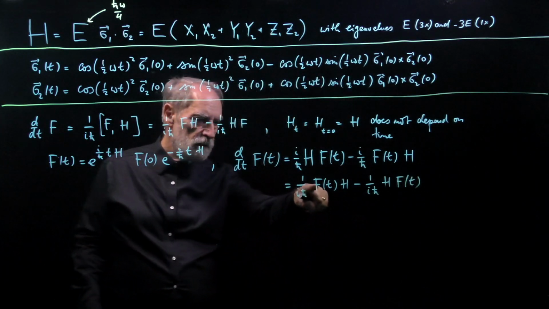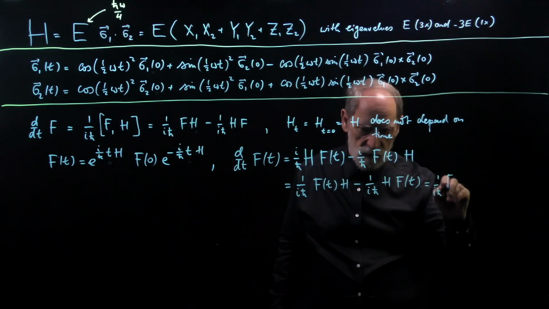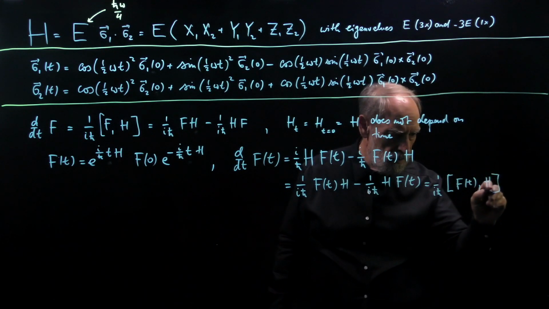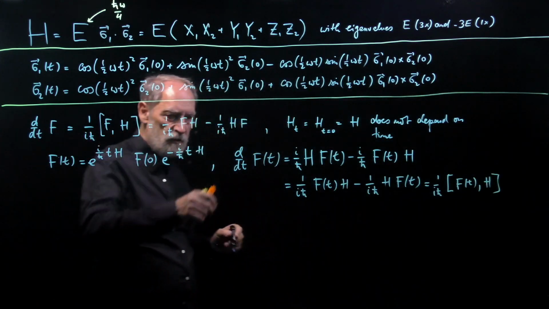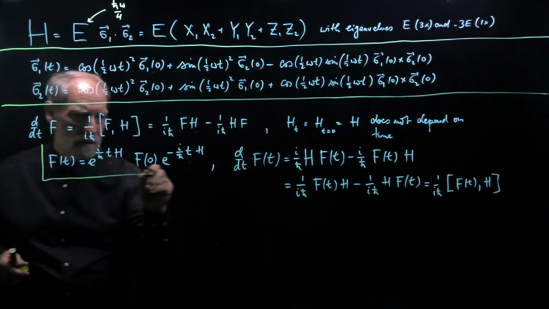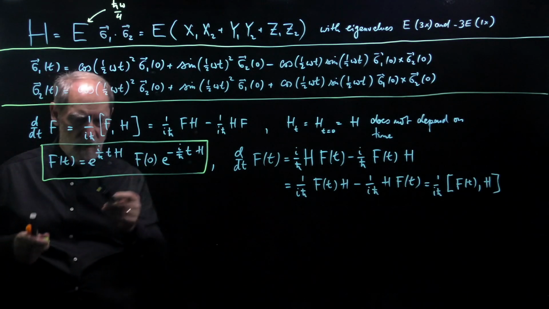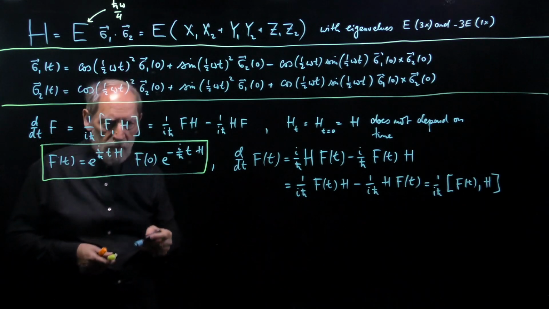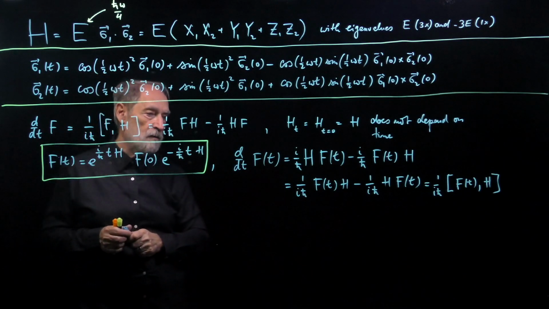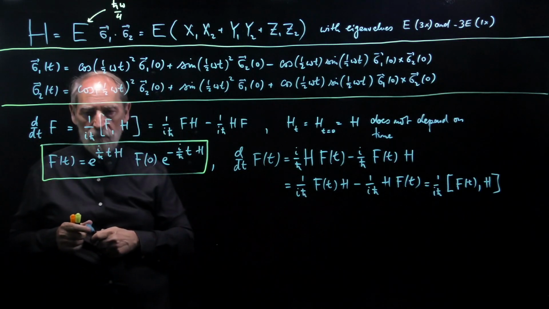We see that this is exactly 1 over i h-bar, the commutator of f at time t and h, which is Heisenberg's equation of motion. So this expression also tells us what f is at time t if we know f at time 0. However, we need to work out these exponential operators of the Hamilton operator. So how do we do that?